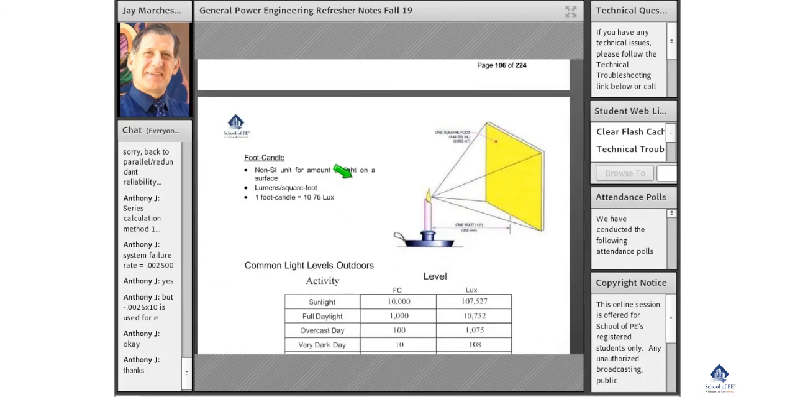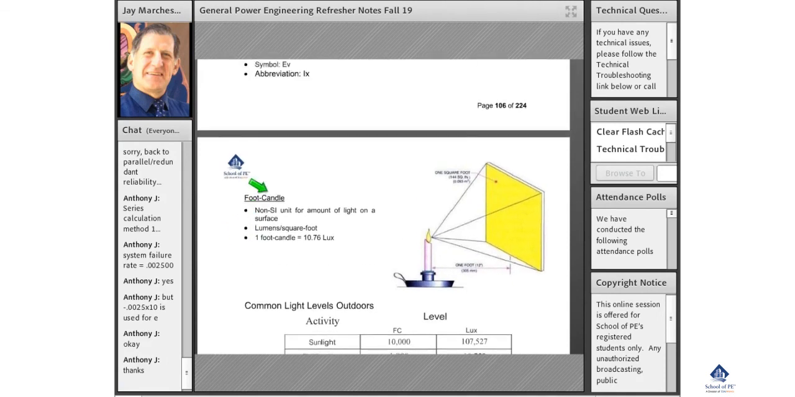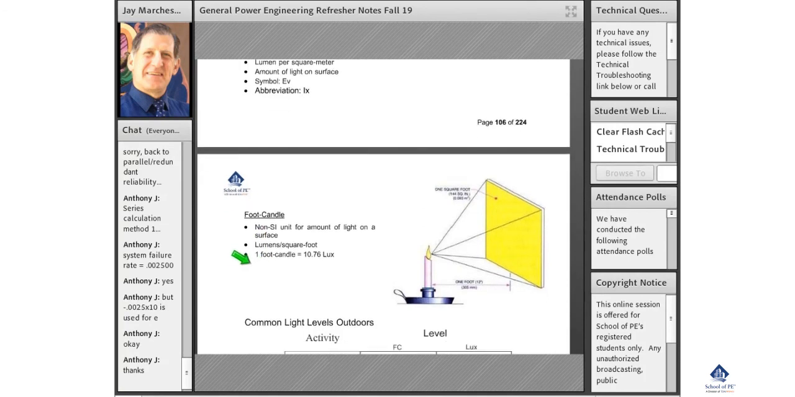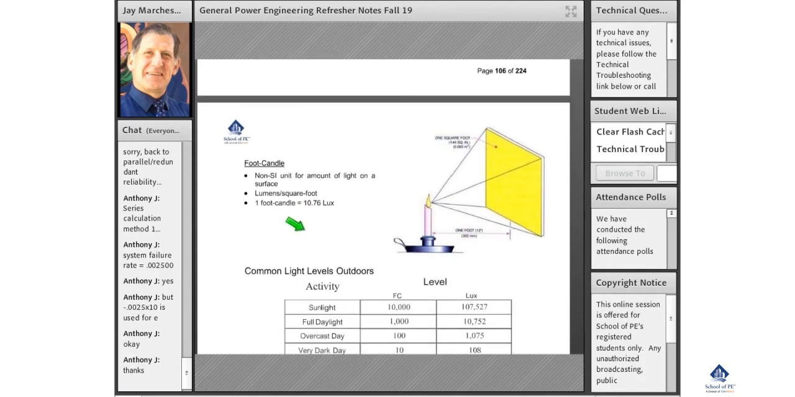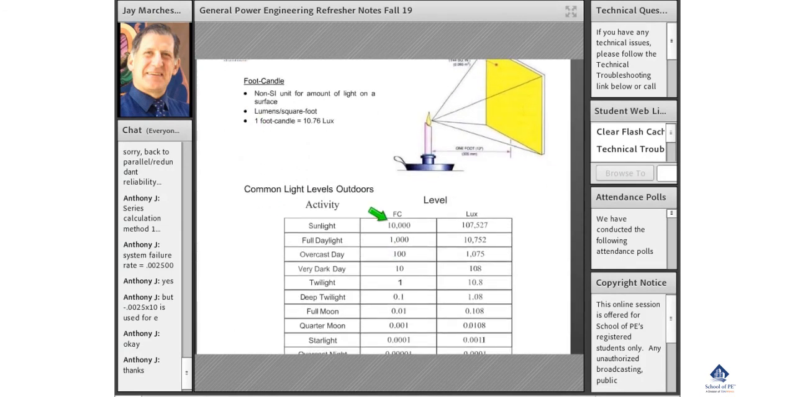And we talk about a foot candle, which is a non-SI unit, but it's for the amount of light on a surface. So we've got lux, which is an SI unit, and then we've got foot candles, which is not, and a foot candle is equal to 10.76 lux. They're both measuring the same thing, the amount of light on a surface. Just this foot candle is some holdover from ancient times when people illuminated things with candles.